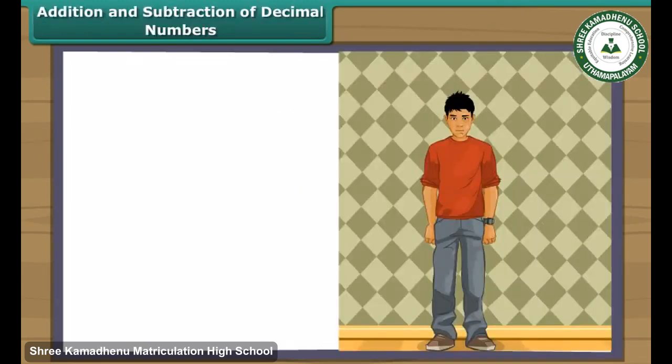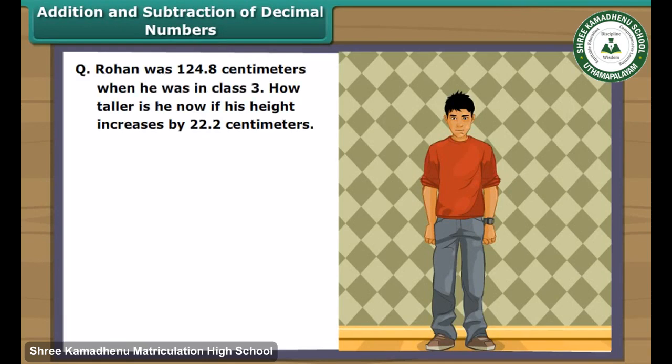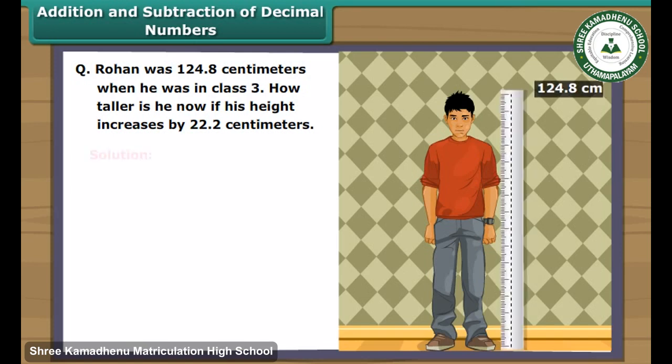Addition and subtraction of decimal numbers. Rohan was 124.8 centimeters when he was in class 3. How taller is he now if his height increases by 22.2 centimeters? The height of Rohan is equal to 124.8 centimeters plus 22.2 centimeters.